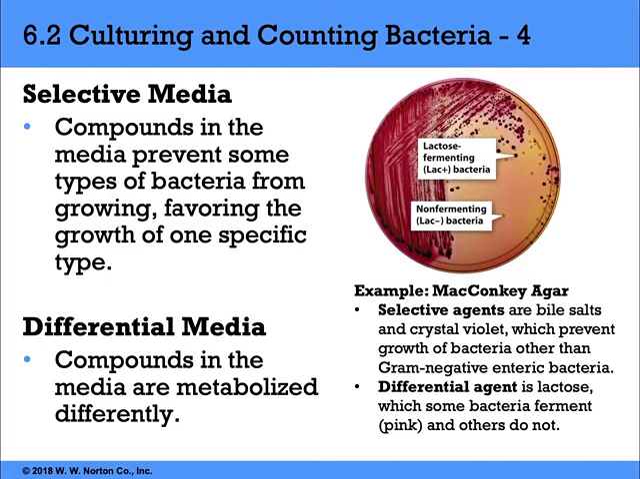An example: MacConkey medium is both selective and differential. This is MacConkey agar here. It's selective for the growth of gram-negative bacteria because it contains bile salts and crystal violet, and that prevents the growth of gram-positive bacteria because it interferes with the ability of those bacteria to create their cell wall.